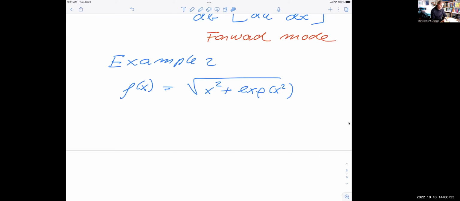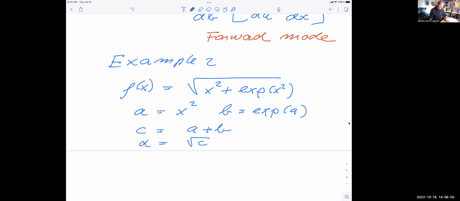Now we can obviously make this easier by simply defining some intermediate quantities. We could define a, which is x squared, and b, which is the exponential of a, the exponential of x squared, and then we could define c, which is a plus b. And finally we can define a function d, which is just the square root of c, which is again the same as f of x.